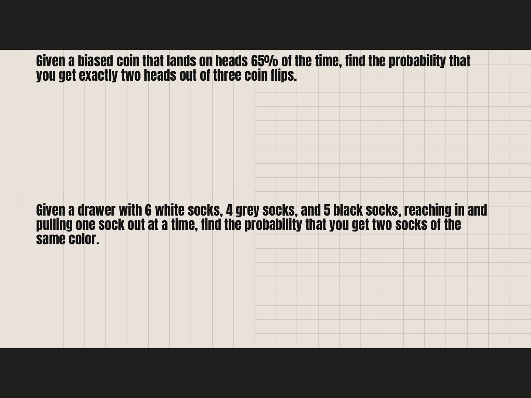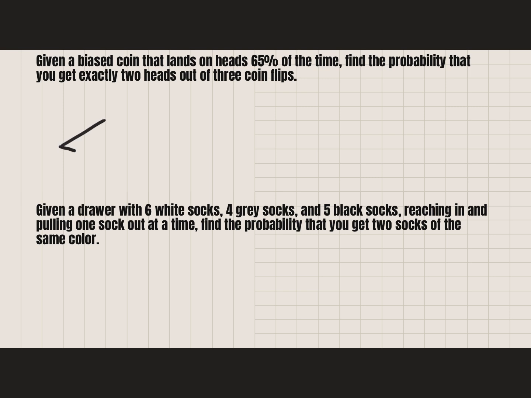On this first one, given a biased coin lands on heads 65% of the time, find the probability you get exactly 2 heads out of the 3 coin flips. If I start to build my tree diagram, typically we build them left to right. They can be built up and down, really up to your preference. Given the space I have here, I'm going to go ahead and build it left to right. I'm going to just start off.